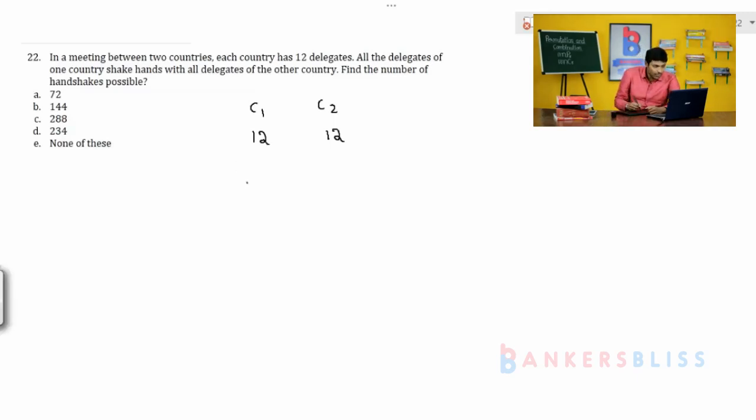So 12 members have to shake their hands with 12 members. So 12 into 12, the answer is 144. Option B is the right answer. Okay, very simple thing. Option B is the right answer.